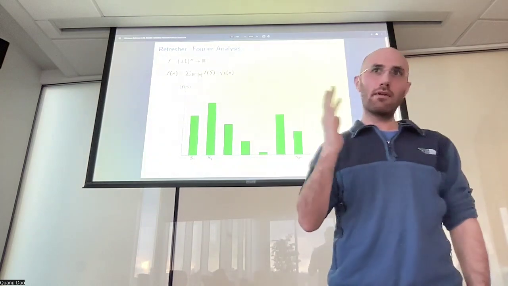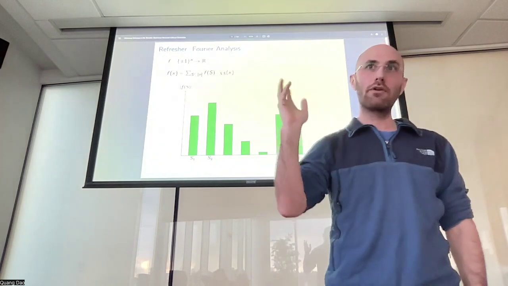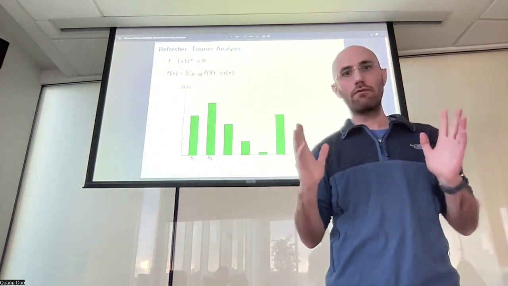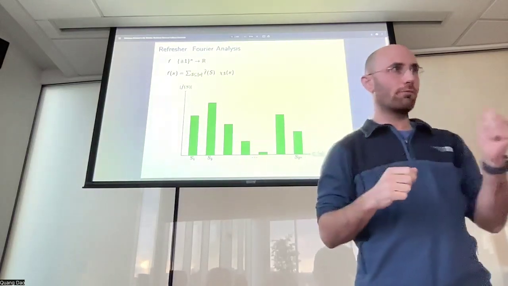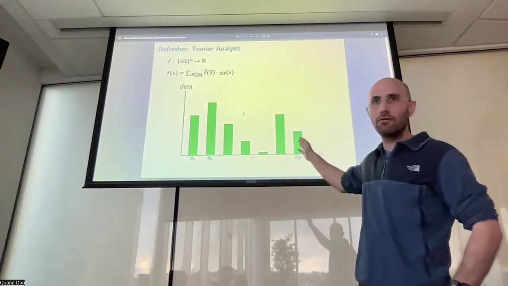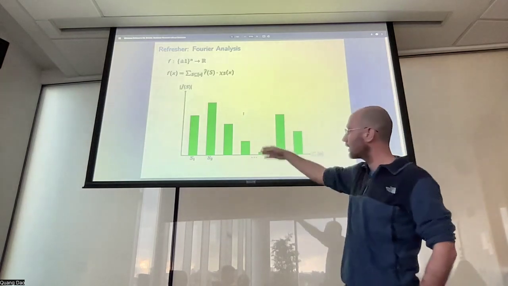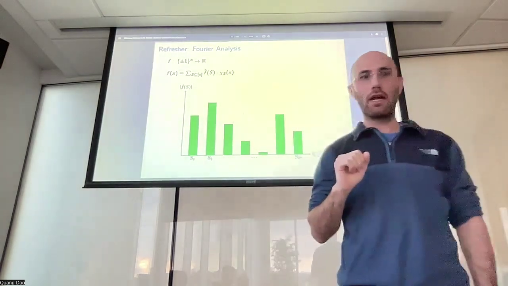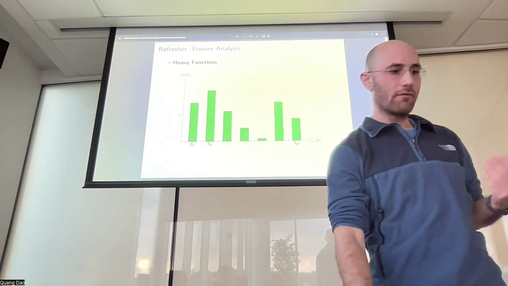And every function in this vector space can be written as a linear combination of these base elements. So I can think of every function from the Boolean hypercube to the reals as simply a bar plot like this, where for every one of the 2 to the n Fourier characters, I have a bar, which is the Fourier coefficient for that character.